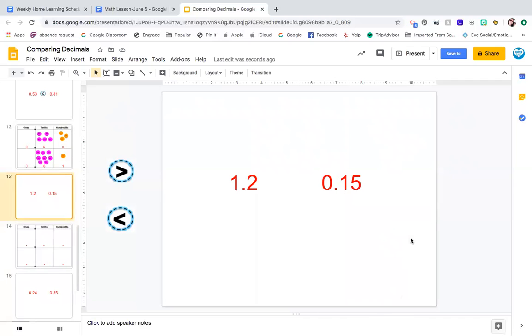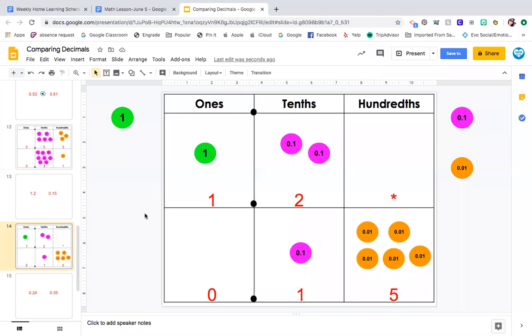Go for it. All right, I went ahead and built these 2 decimal numbers with my place value discs. I have 1 and 2 tenths on the top, 0 and 15 hundredths on the bottom. So go ahead and take a look at what you created and compare it to mine. Remember, when we're comparing decimals, we always work from left to right. I'm looking right here in this ones column, and I'm noticing that this decimal on the top has 1 disc in the ones place, but this decimal on the bottom has no discs in the ones place.